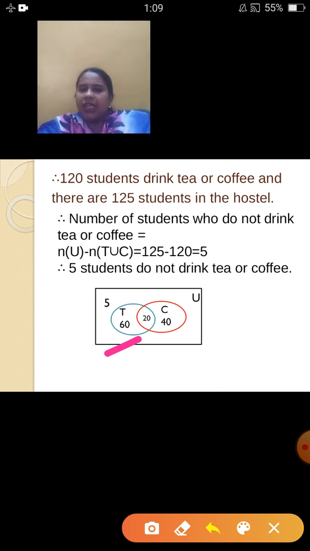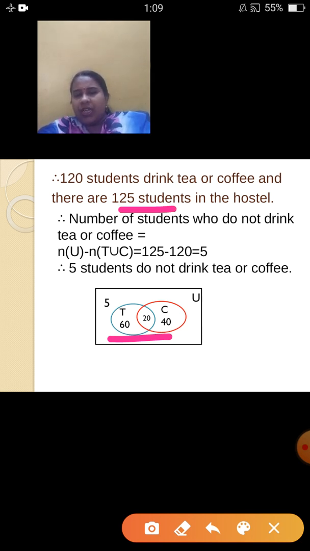So this is the way the Venn diagram can be drawn. Now when I add all this, what do I get? 60 plus 20, 80, plus 40, that is 120. But how many students were there? 125. Now where are those 5 students?